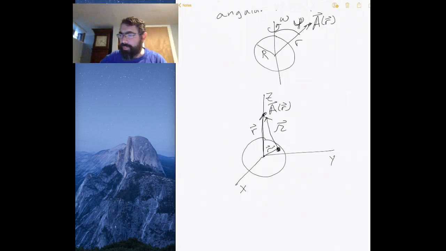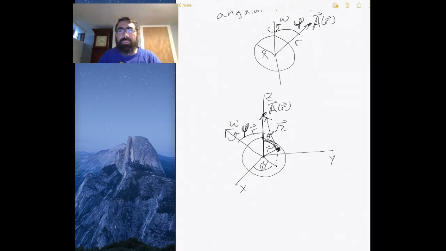Now, this vector r prime is at an angle theta prime with respect to the z-axis. Its projection is at an angle of phi prime in the xy plane. And the last thing we need is the axis of rotation, which I'll put here, and as I already said, is at an angle of psi with respect to, in this case, the z-axis.